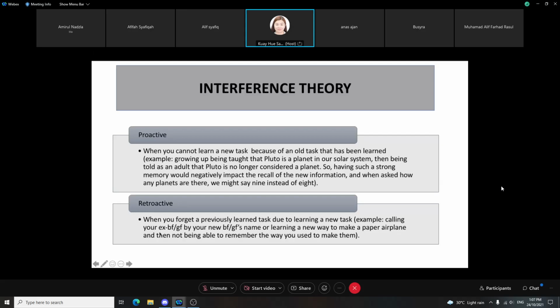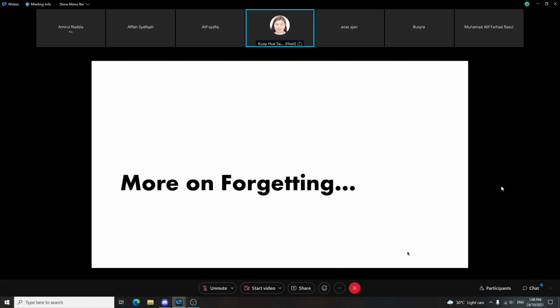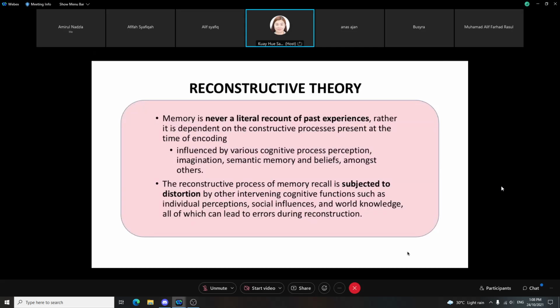Retroactive memory, on the other hand, is basically when you forget a previously learned task due to learning a new task. Example, calling your ex-boyfriend or girlfriend by your new boyfriend or girlfriend's name, or learning a new way to make a paper airplane, and then not being able to remember the way you used to make them. Whatever you already used to do back then, you don't remember anymore because you learned a new way of doing it. And then you find the new way more interesting, so you no longer want to remember the old one. Okay? More on forgetting, reconstructive theory.